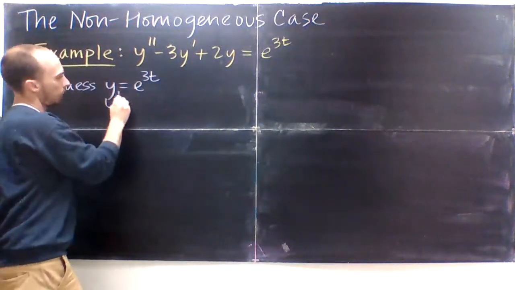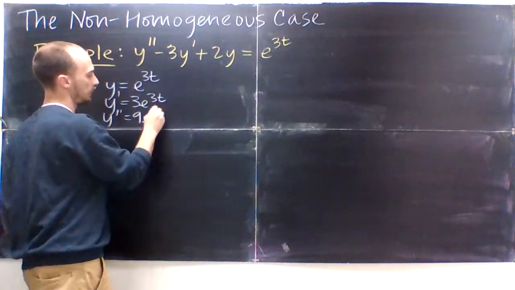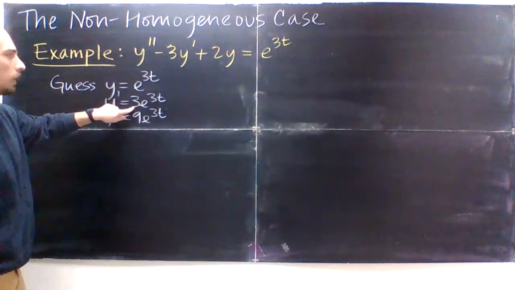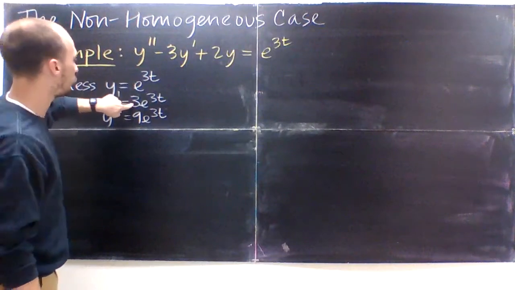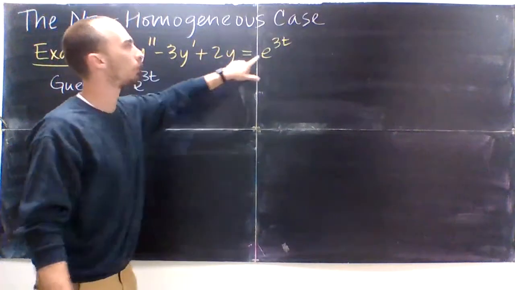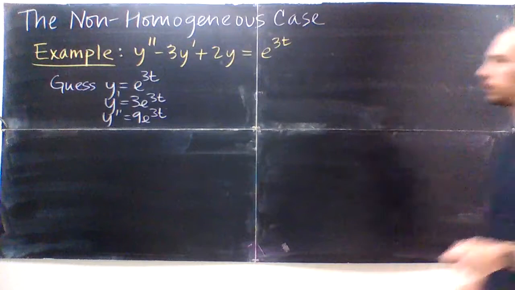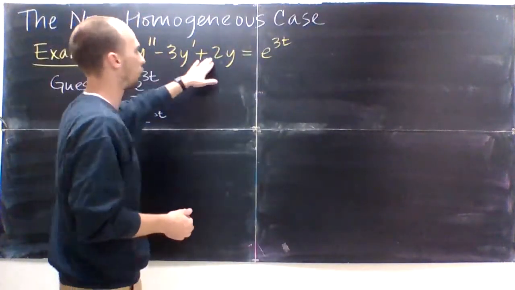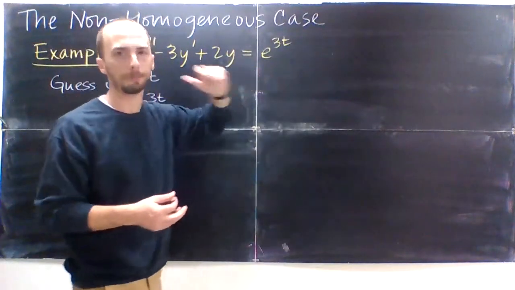Well, then y prime is 3e to the 3t, and y double prime is 9e to the 3t. And you can see when I plug in y double prime minus 3y prime, I'll have 9e to the 3t's minus 9e to the 3t's is 0, plus 2y would be 2e to the 3t. And 2e to the 3t is not equal to e to the 3t. This is troublesome. So this is not going to be a good guess, but we're kind of close. Especially since we're just multiplying by numbers here, if we had multiplied by different numbers along the way, I could probably get this to work, right?